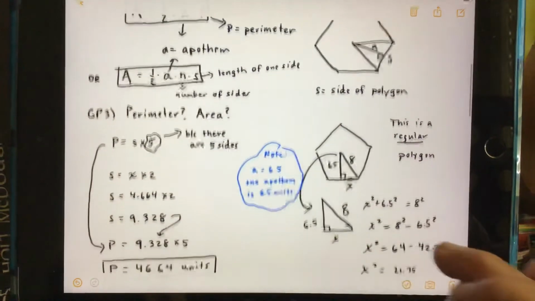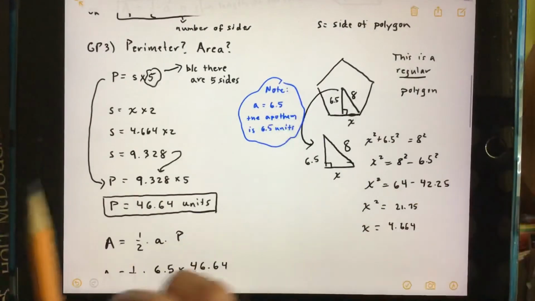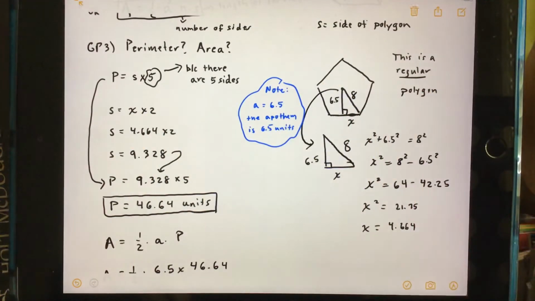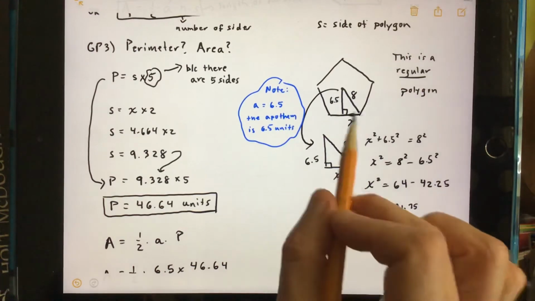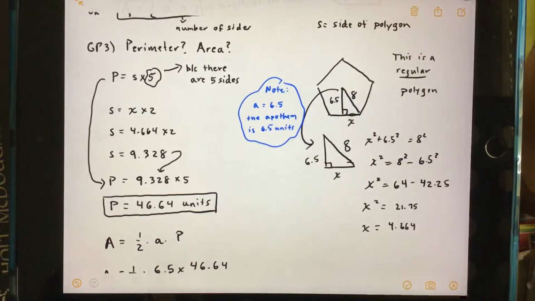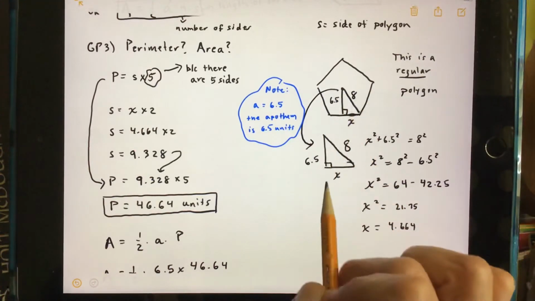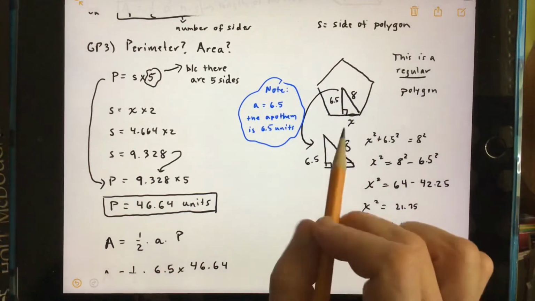All right, so guided practice 3. Let's take a look and see how this works. So in guided practice 3, we're given a pentagon. It is a regular polygon, we're told that. And this is the information they provide us. Anything you see in black is what they give us here. Now I've pulled out this black triangle, and I've added actually the letter X.